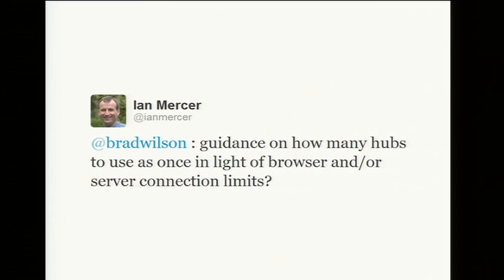So this looks like a SignalR question. Guidance on how many hubs to use at once in light of browser and or server connection limits. So the way hubs currently work in SignalR is that you create a server class that represents your hub, the hub being a place that many clients come and connect to. And then in the client, you get this object automatically pushed into the JavaScript world by way of that magic tag that you add into your page through ~/signalr/hubs. So we generate you a JavaScript file, and we give you objects that represent the hubs on the server.